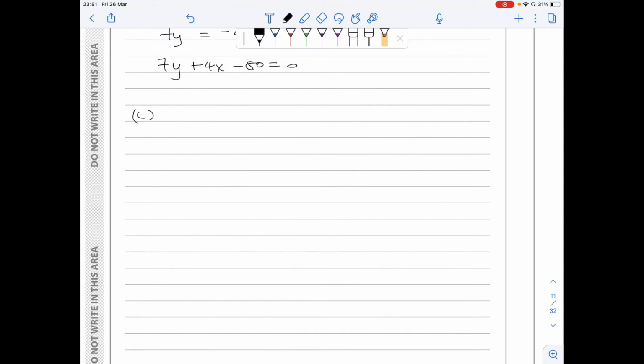In part C, I will solve the equation of the tangent together with the two parametric equations simultaneously. I will substitute the parametric equations into the equation of the tangent. So I will have 7 times (t to the power of 3 minus 4t) plus 4 times (2t squared minus 6t) minus 80 is equal to 0. If I expand and simplify this, I will get 7t to the power of 3 plus 8t squared minus 52t minus 80 is equal to 0.